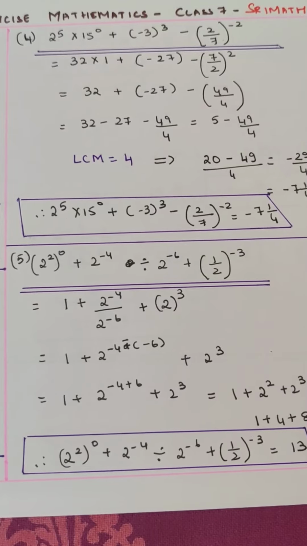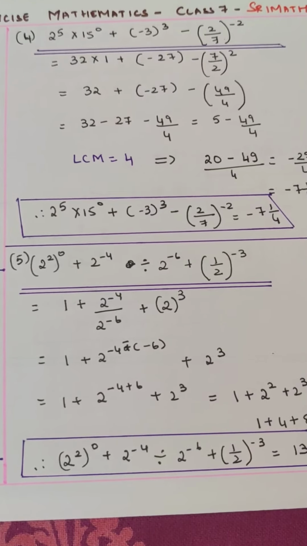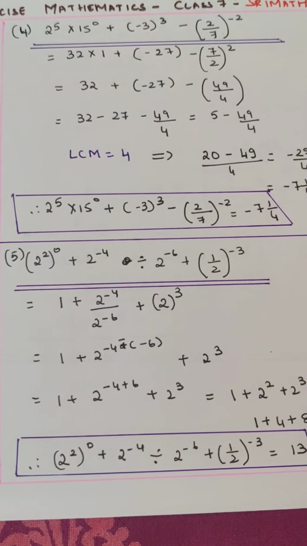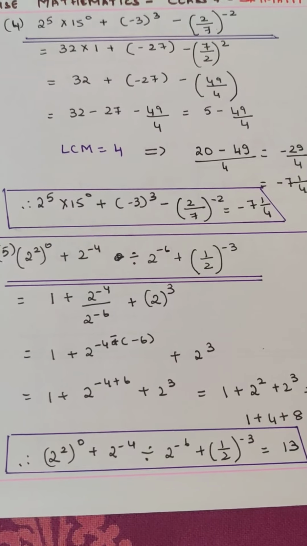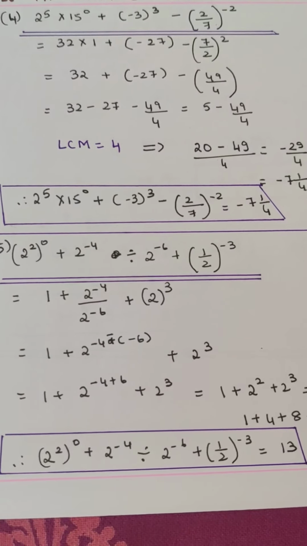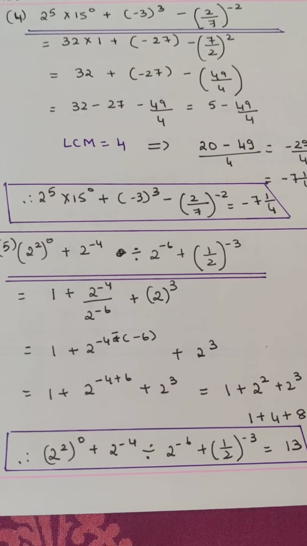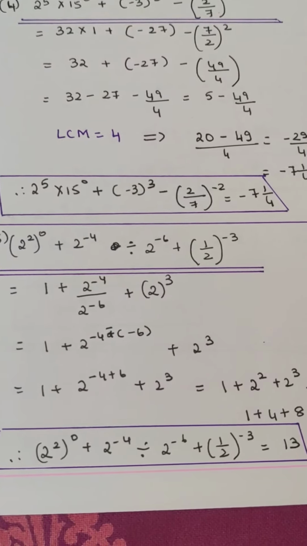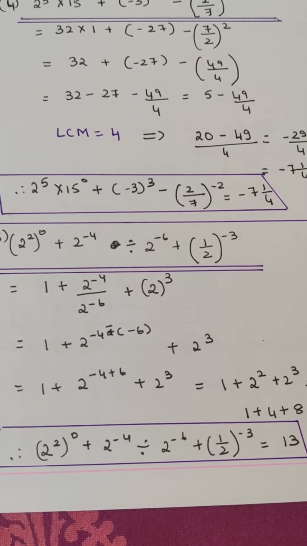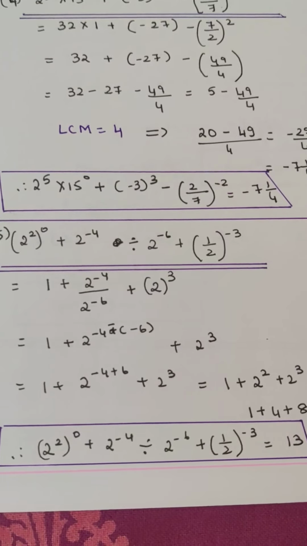Okay, 2 to the power of 2 squared to the whole power 0 plus 2 to the power of minus 4 divided by 2 to the power of minus 6 plus 1 by 2 to the power of minus 3. This becomes 1 plus 2 to the power of minus 4 divided by 2 to the power of minus 6 plus 2 to the power of 3. So this is nothing but 1 plus 2 to the power of minus 4 minus of minus 6 plus 2 to the power of 3.